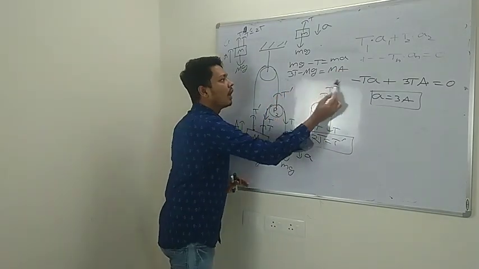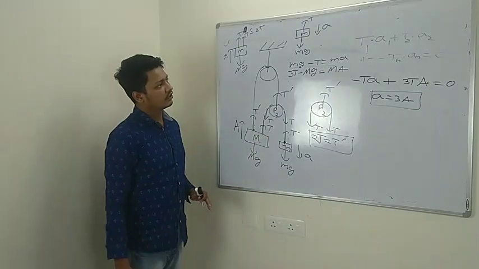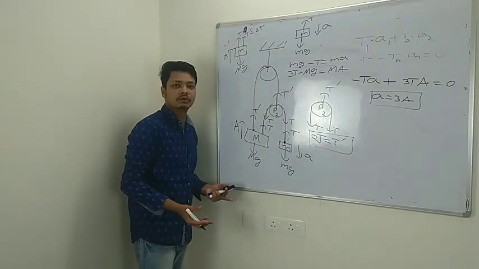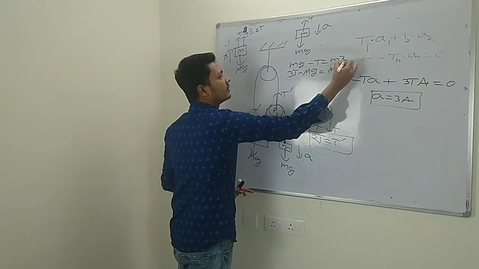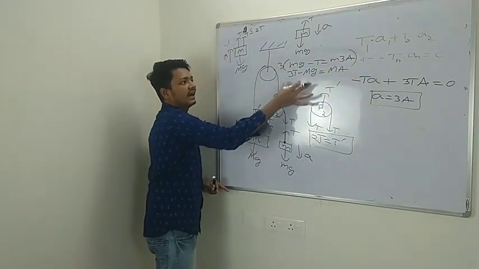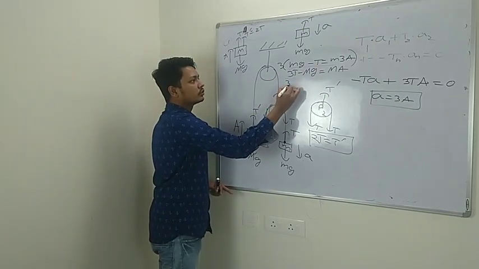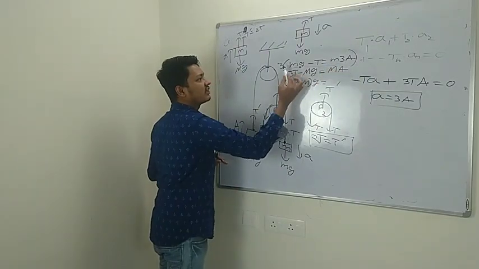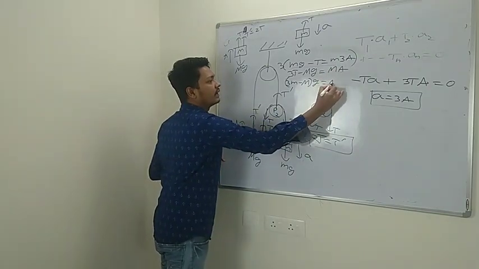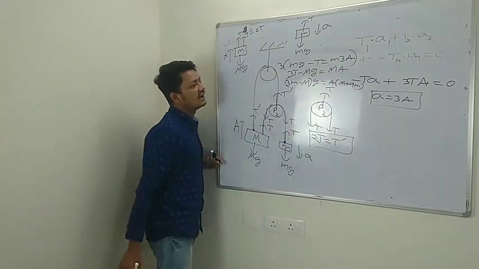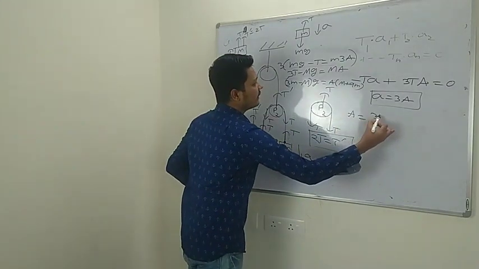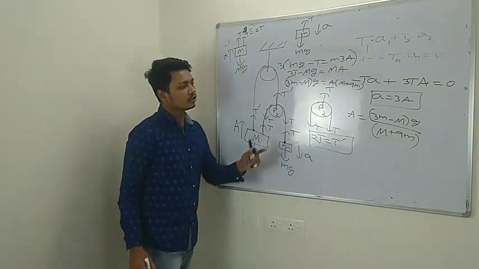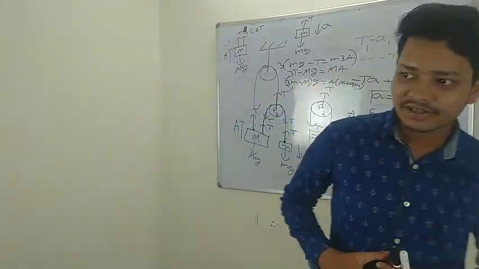So how many equations? 1, 2, 3. 3 equations. Unknowns 3: capital T, small a, and capital A. Now it's very easy to solve. In place of small a, you write 3A, multiply by 3 here, then add them, minus 3T plus 3T cancel. So 3m minus M, g is equal to 9, this is 3 into 3, 9, so capital M plus small m into 9. Now acceleration becomes (3m minus M)g by (M plus 9m). So you got acceleration, and other things you can get very easily.